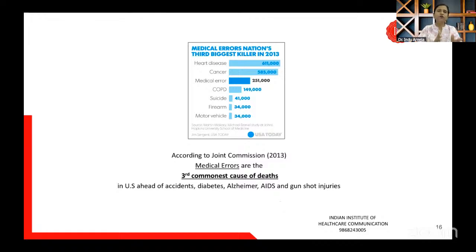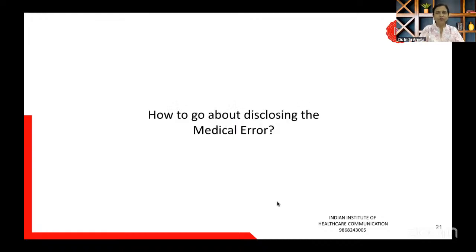So you can well imagine how many errors we must be making and how many patients must be dying because of that. But the focus of the discussion today is not about how you prevent errors. The focus is on how you go about disclosing the error. So we are going to stick to the agenda. And now my question is, how do you go about disclosing medical error?